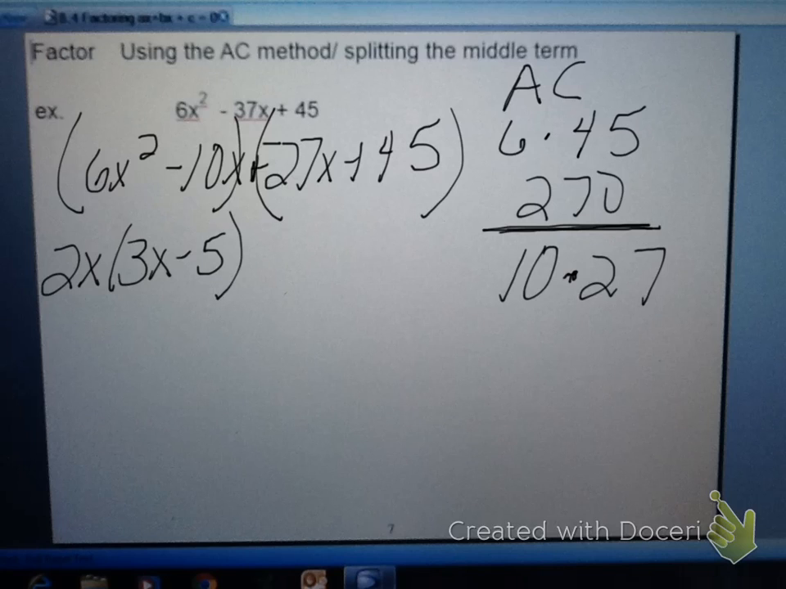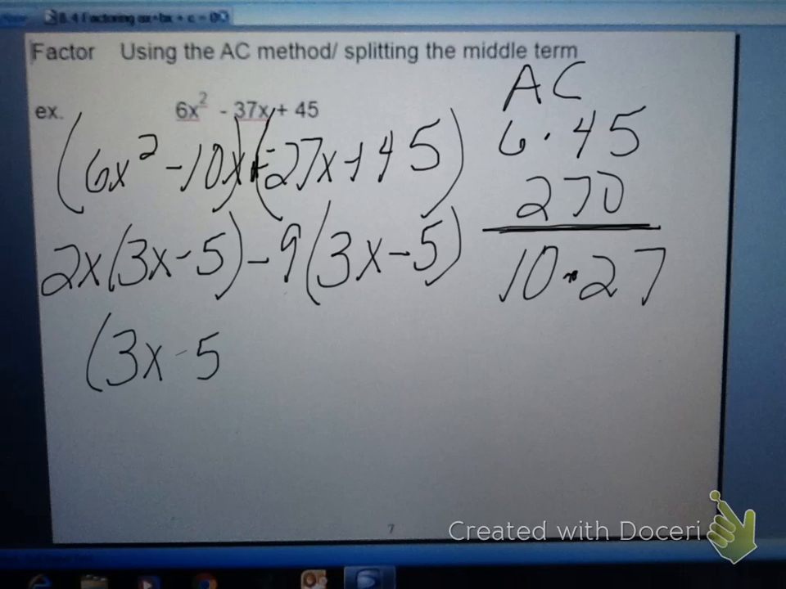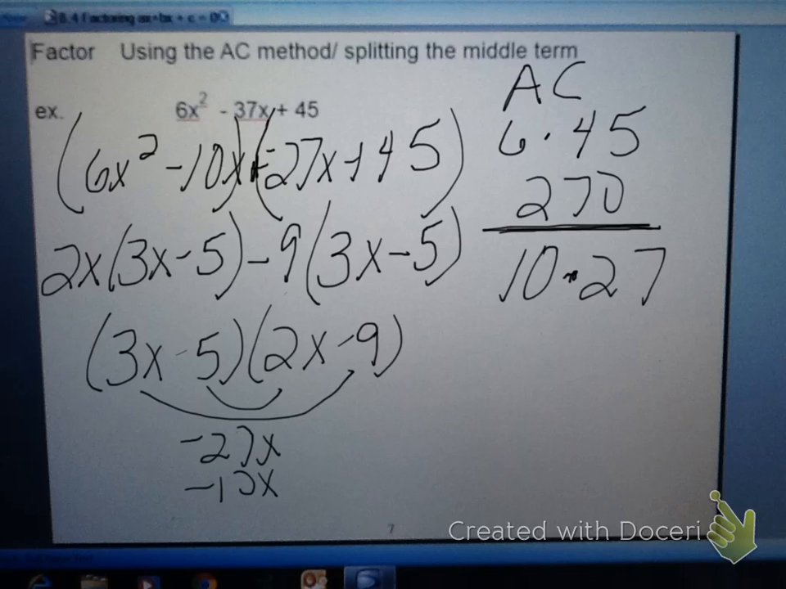Now, in the second term, I'm going to factor out a negative 3. No, I'm sorry. I'm going to factor out a negative 9. And I get 3x. And remember, when you factor out a negative, it changes the sign. So now I'm going to factor out a 3x minus 5 times 2x minus 9. Make sure that you still check to make sure you have the right middle term. And I do.